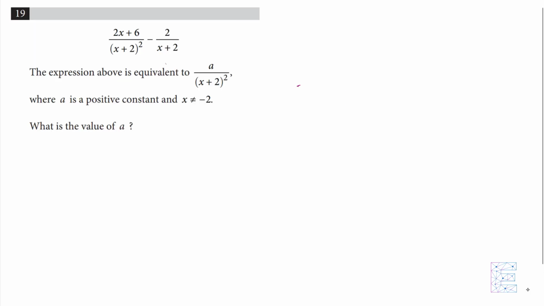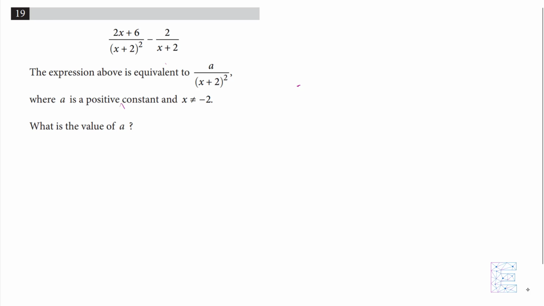The expression above is equivalent to a over x plus 2 squared, where a is a positive constant and x cannot equal 2. What is the value of a? So we're given this expression, and they're saying that that is equivalent to this. So it looks like they did something to the original one, and that would be subtracting it, because this is a subtraction. You're really just subtracting two fractions.